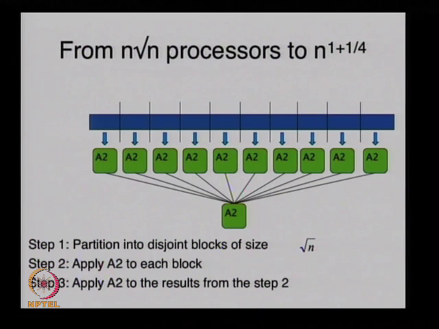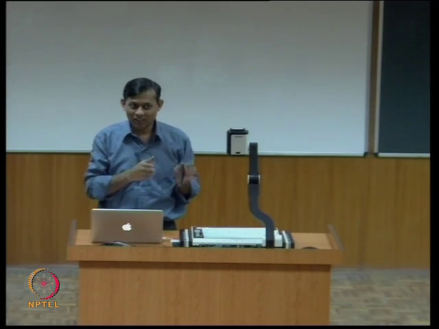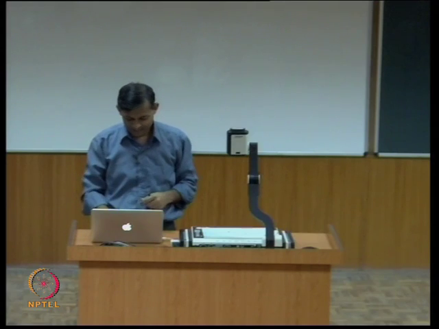So the entire thing, there are root n things, each of size root n, and on that root n size thing we are applying the previous algorithm. So this is root n, root n, times root n. There are root n of them. So it is root n, root n, root n.